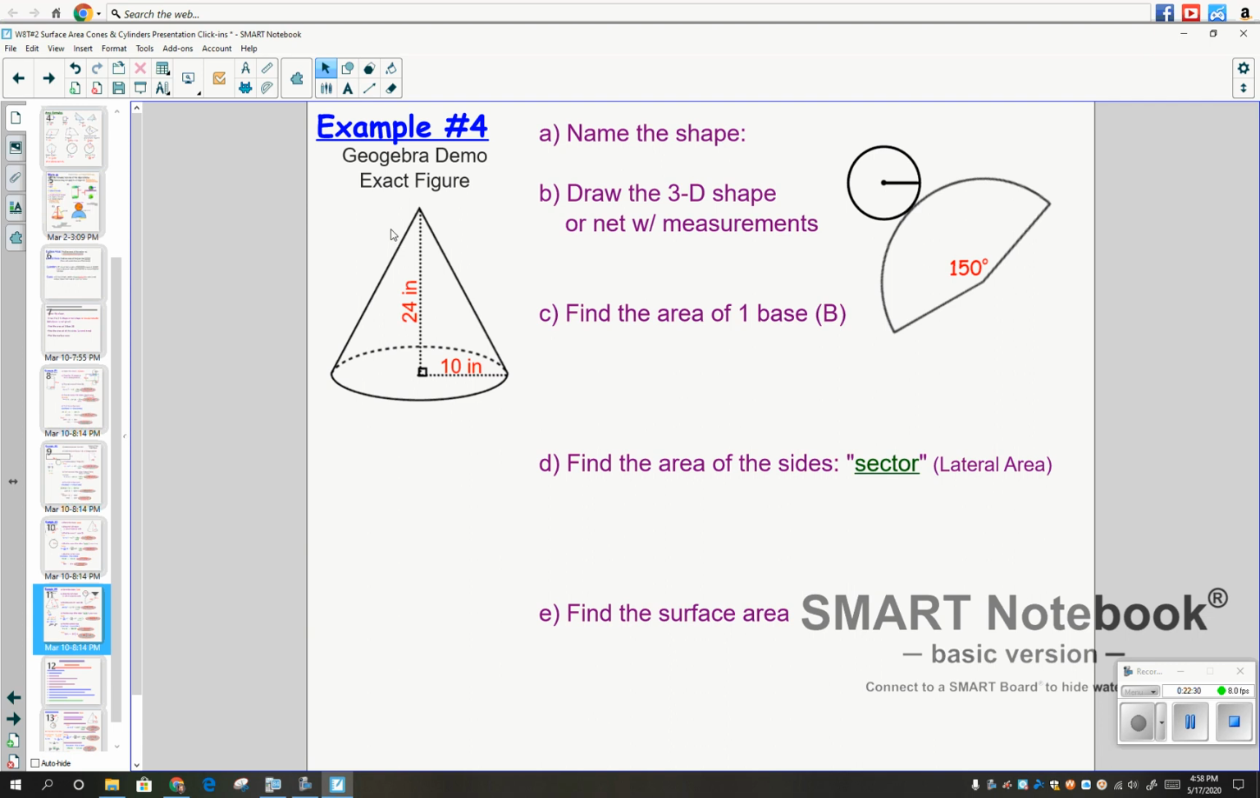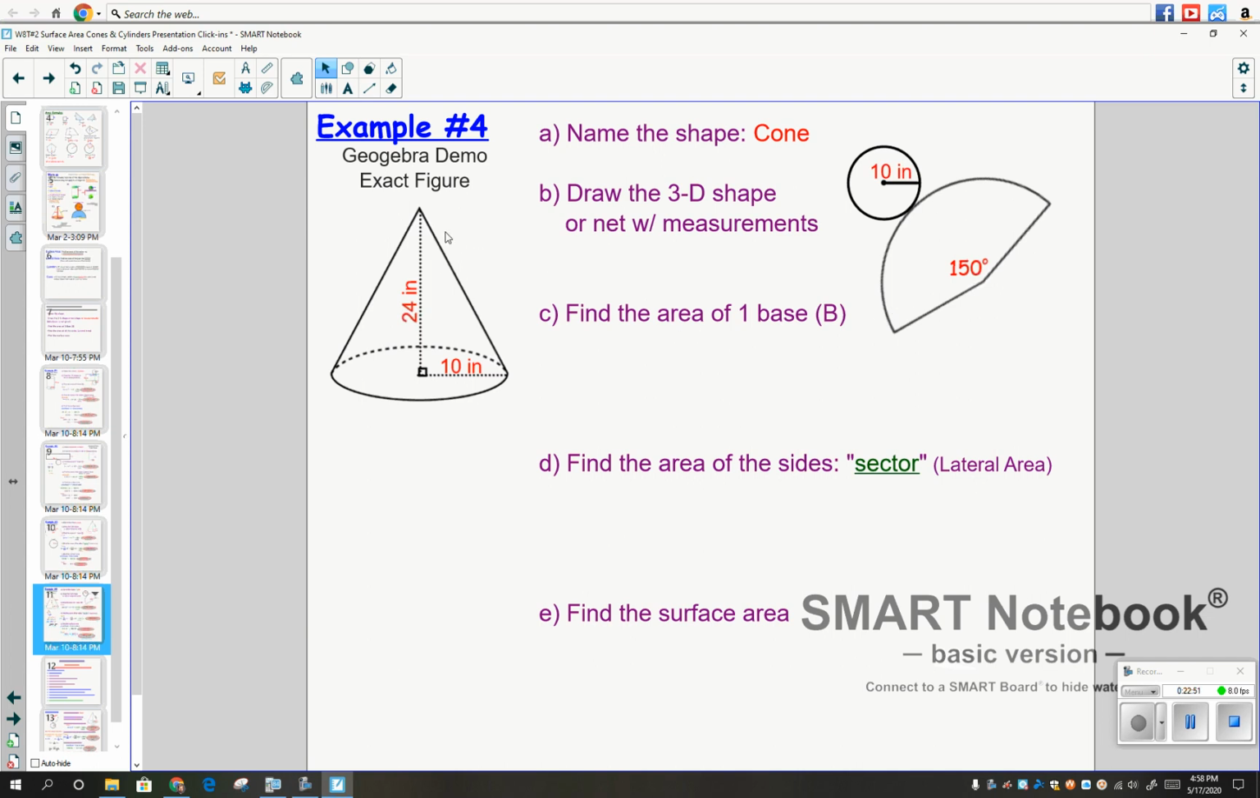Example number 4. So they give me the 3D shape, giving you the net, kind of half drawn out. But so what is it? One circle. Yes, again, it's another cone. Let's label this. 10 inches is the radius of the base, so I'm going to put that up there.